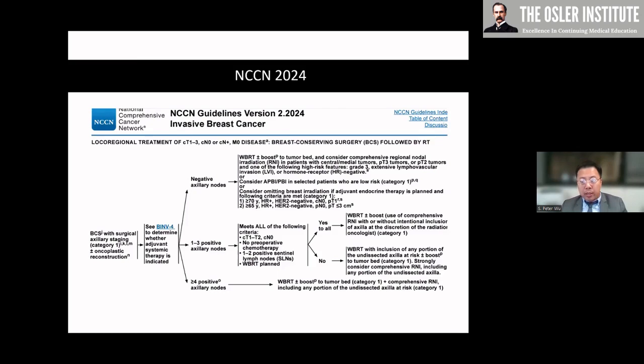Category 1, again, or of course the old trusty regimen of whole breast plus or minus boost, and we talked about the nuances of that just now, for any patient who does not fall into either of these categories. For those with positive lymph nodes, we'll get into that in the next presentation discussing locally advanced breast cancer.